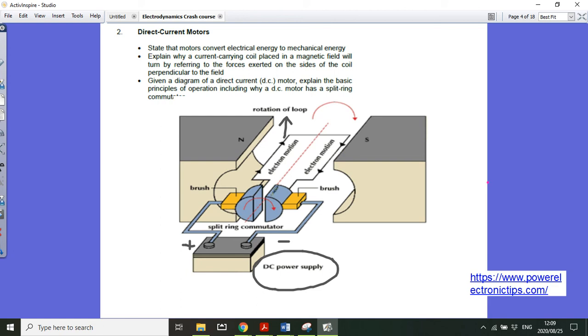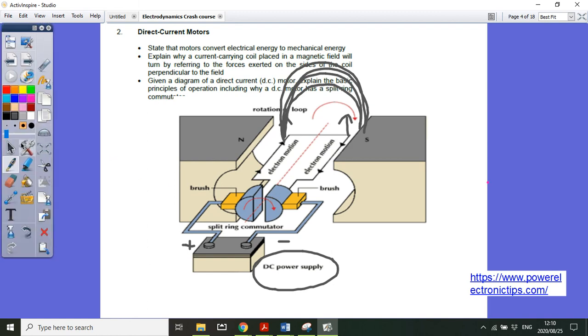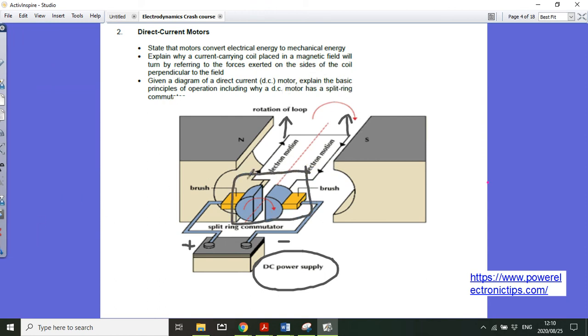But if this little piece wasn't here, when it gets to this side, the current would still be flowing in that direction. So that means this would still be pushed up. So what you will have is it will go this way, then this way, then this way, then this way. And that is not very nice for a motor. We don't want that in a motor. So that is why this piece here is super important. It's called a split ring commutator.